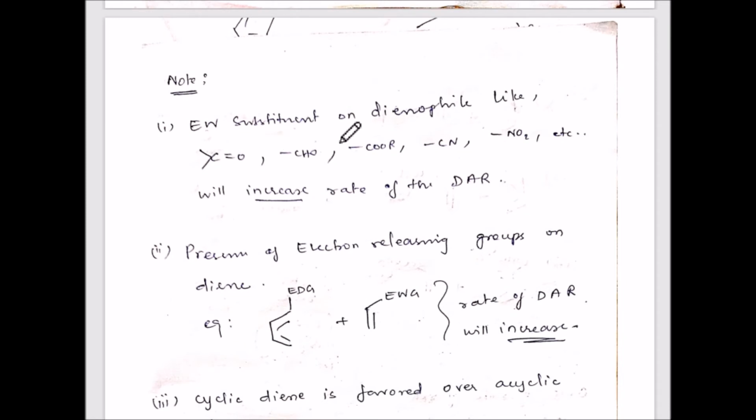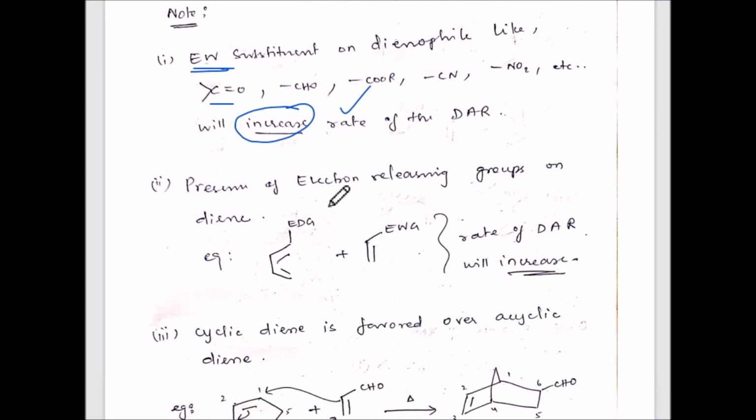Now you see here, if the dienophile, that is reactant 2 of your Diels-Alder reaction, has an electron withdrawing substituent like carbonyl compounds, ketone, aldehyde, COR, ester, then CN, NO2, etc., it will increase the rate of the Diels-Alder reaction. Why? We will discuss some examples, then you will understand the point. And the presence of electron releasing groups, that is electron donating groups, on the diene will also increase the rate of the Diels-Alder reaction.